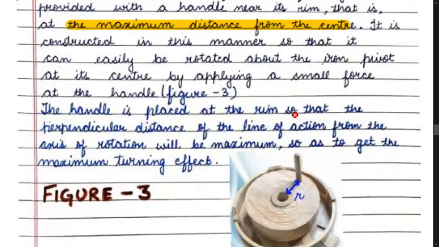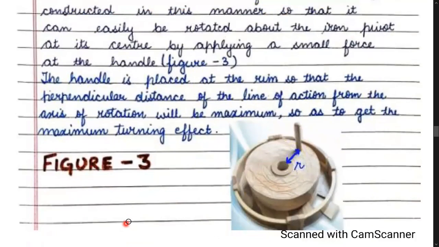Children, the center is the pivoted point here. It is constructed in this manner so that it can easily be rotated about the iron pivot at its center by applying a small force at the handle, which you can see in figure 3. The handle is placed at the rim so that the perpendicular distance of the line of action from the axis of rotation will be maximum, so as to get the maximum turning effect.